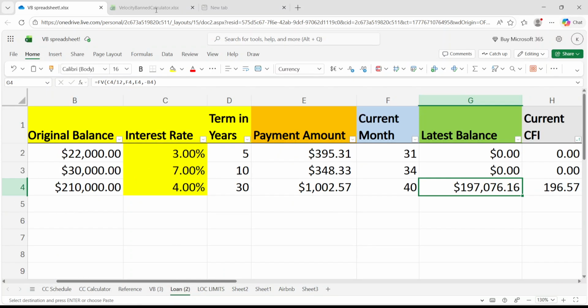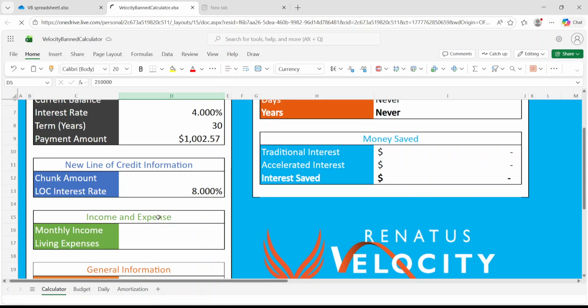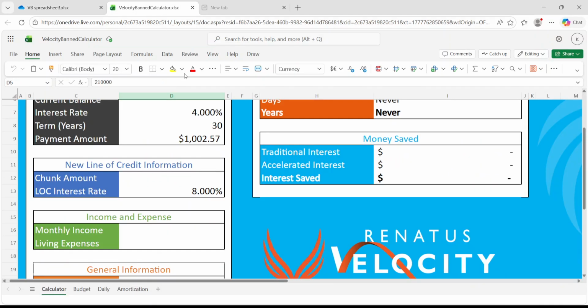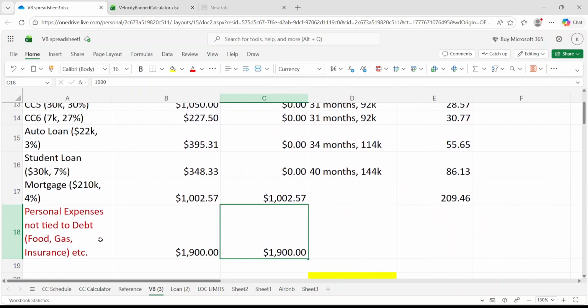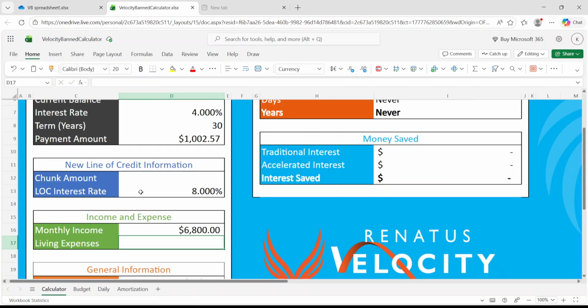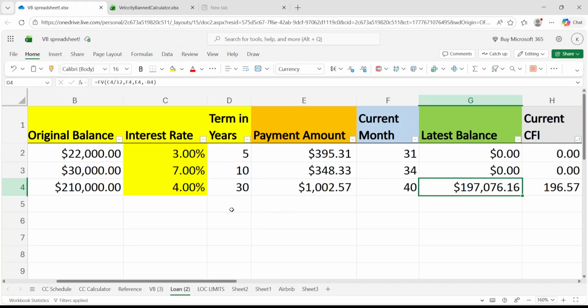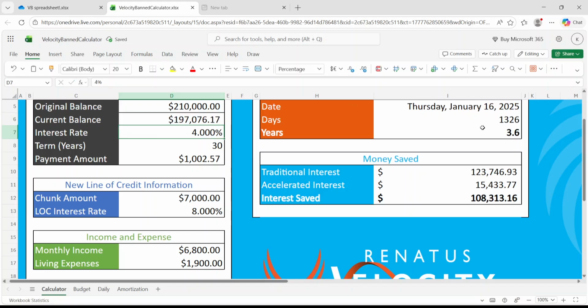All right, so now let me show you with this little calculator how this looks. What's our monthly income? Our monthly income is 6,800, which is a lot. Let's be honest, it's a lot, but it doesn't feel like a lot because of inflation these days. But it is a lot. And then our expenses are everything except for the loan we're trying to pay off, so that'll be 1,900. And then let's do what we call a $7,000 chunk. The current balance of this is 197,076.17. Okay, so paid off in 3.6 years.